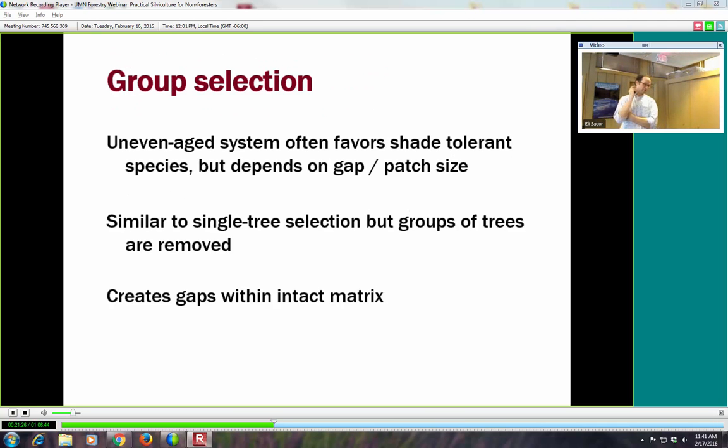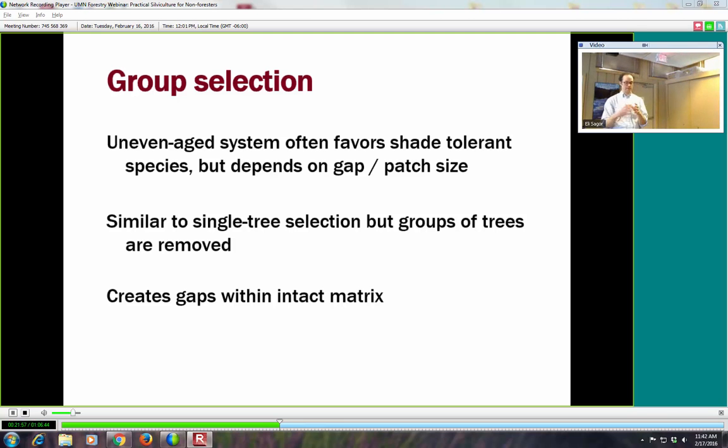Let's move now to group selection. This is moving us just one notch to the right on our spectrum of harvest intensity. It's also an uneven-aged system that often favors shade-tolerant species. That depends on the patch size or the gap size. Taking out larger gaps is going to create a higher-light environment. I'll have a figure showing that in a moment. Small gaps are going to more closely replicate single tree selection.